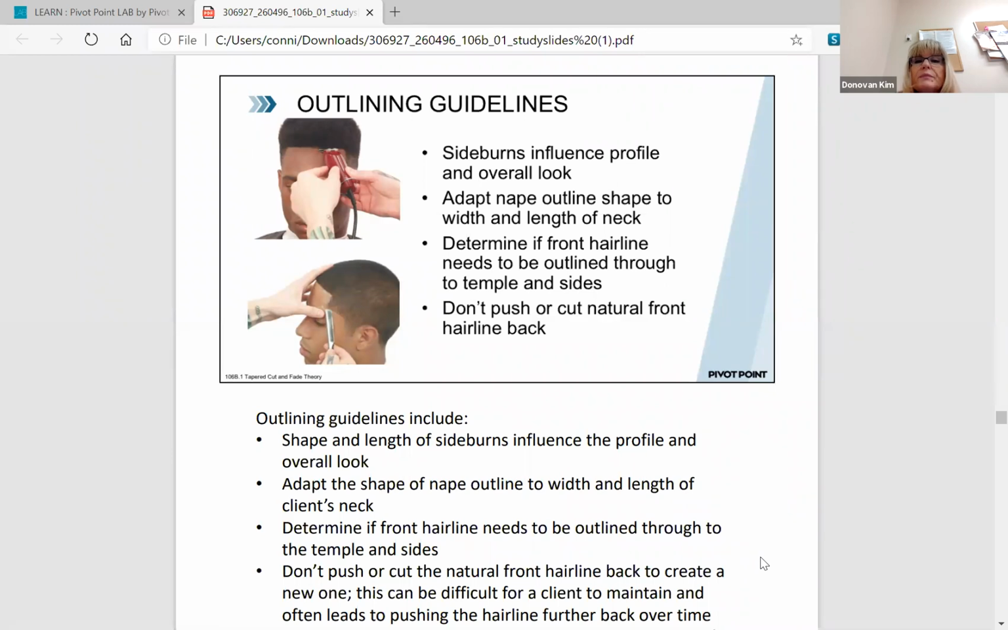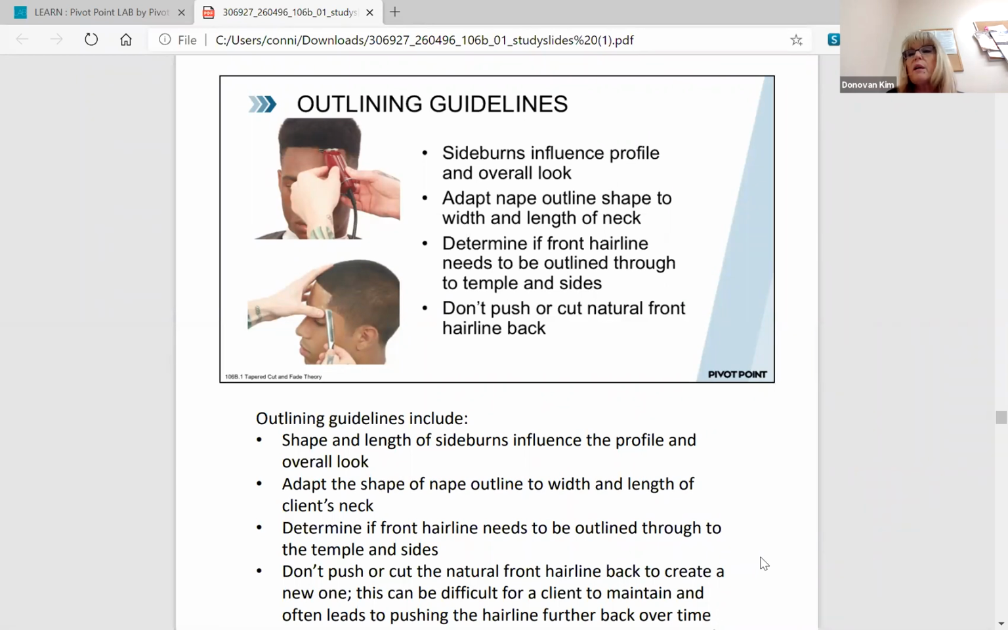Just clean it up. Determine if the front hairline needs to be outlined through the temple to the sides. Don't push or cut the natural front hairline back. Not everyone likes their hairline cut, or the outlining at the hairline, so be sure and ask, especially on some smaller children. Be sure and ask if they'd like that done, because that should be an additional cost.